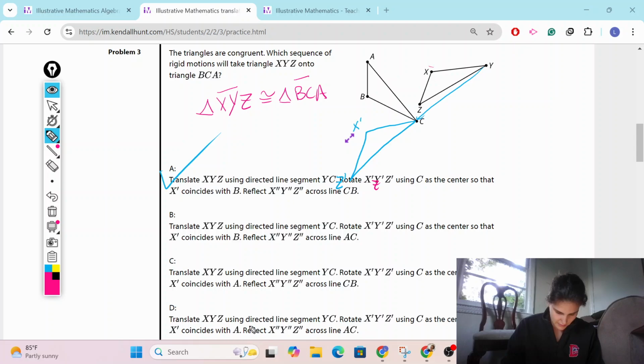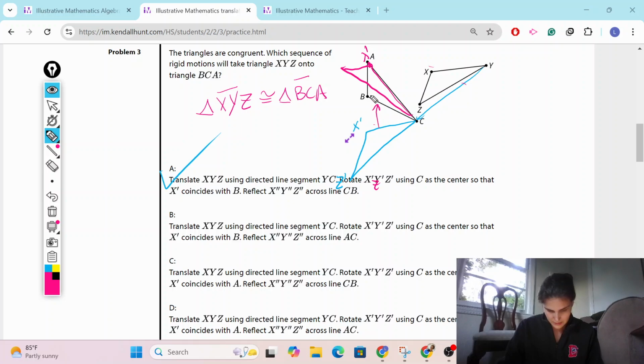And then finally, we're translating using directed line segment YC again, so he's down there. Rotate X prime, Y prime, Z prime using C as a center so that X prime corresponds with A, and reflect him across line AC. So we're rotating using C as a center so that X prime corresponds with A. So this side is going to line up, so we're going to have X prime right here, and that means it's going to kind of look something like that, right?